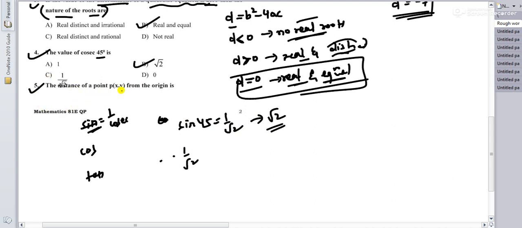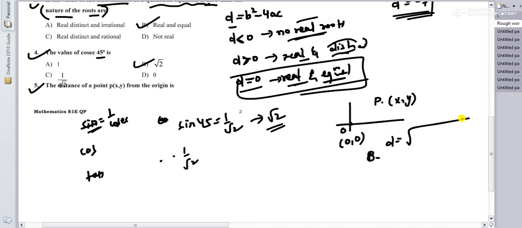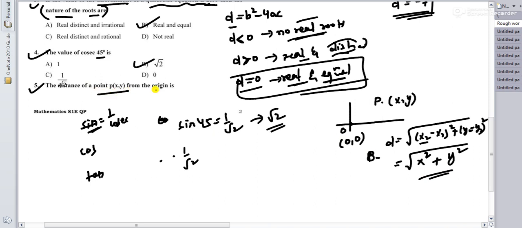Next, question number 5. The distance of a point P of x comma y from the origin. A point can be anywhere on this Cartesian plane, and origin means this point, where the value of x is 0 and y is 0. So the formula will become, distance is the square root of x2 minus x1 whole square plus y2 minus y1 whole square, right? Now in place of x2 just write x, and here 0, so this is the square root of x square plus y square. So always remember, whenever they give distance between a point and the origin, just write the square root of the squares of the given point, x square plus y square.